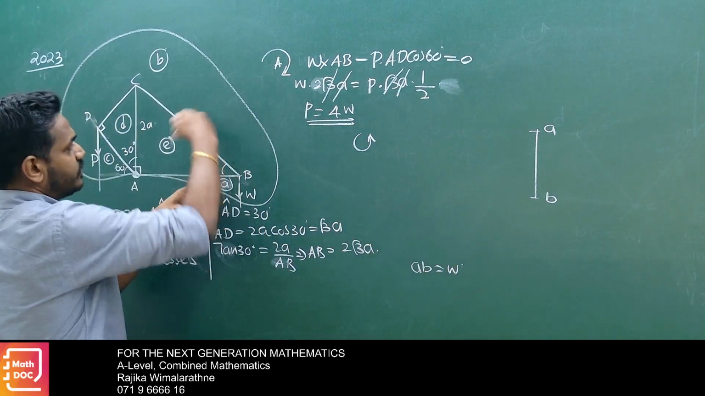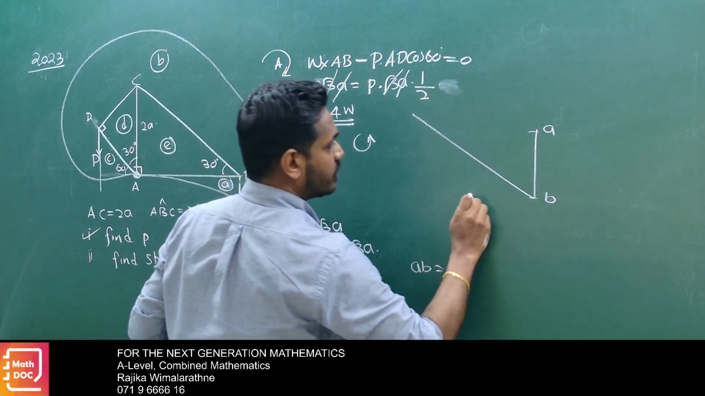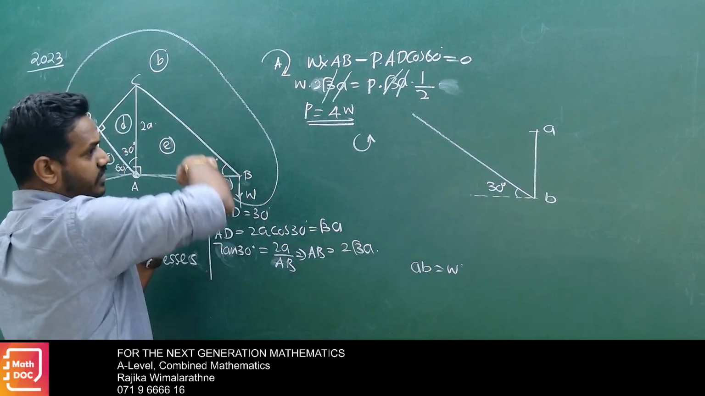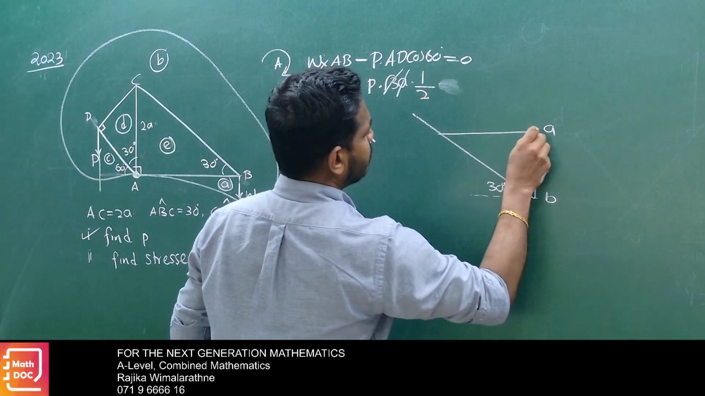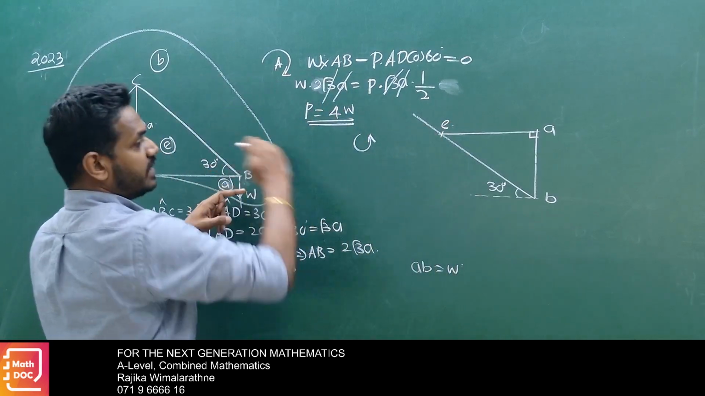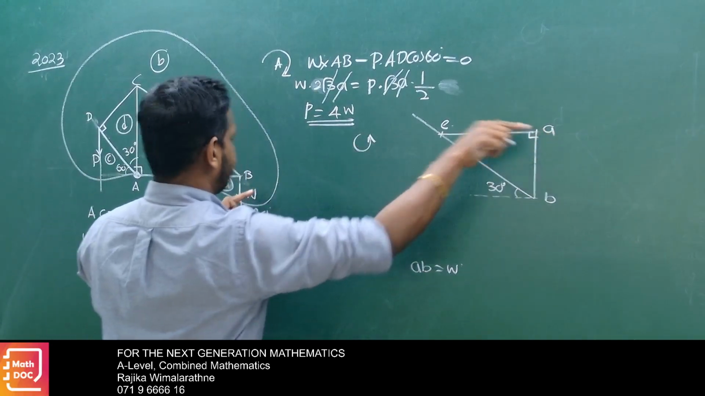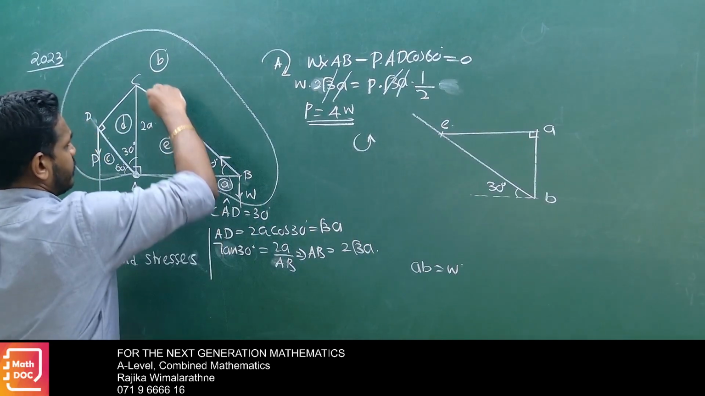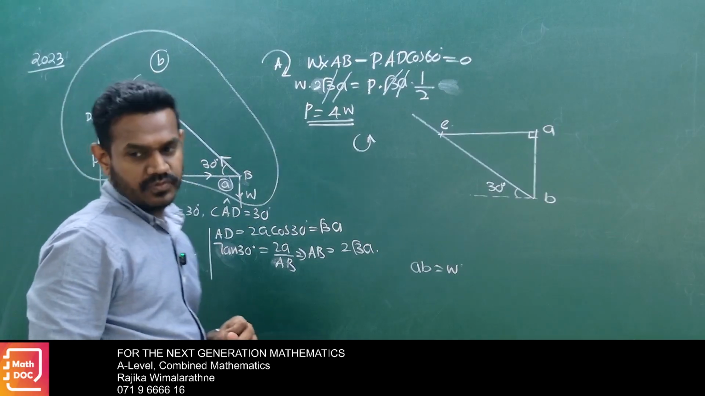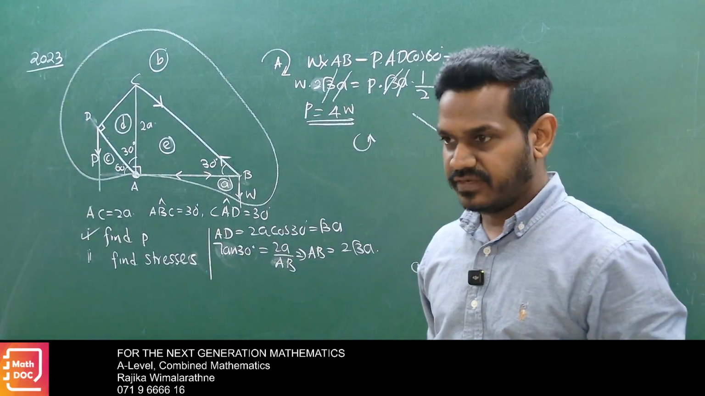Then BE to the horizontal 30. Here to the horizontal 30. Then EA horizontal. EA horizontal. Then here BE this way. EA here this way. At the same time you better update the table, no? And at the same time you find values.